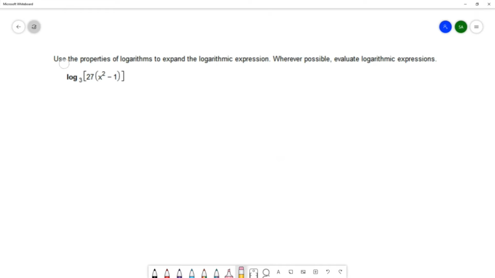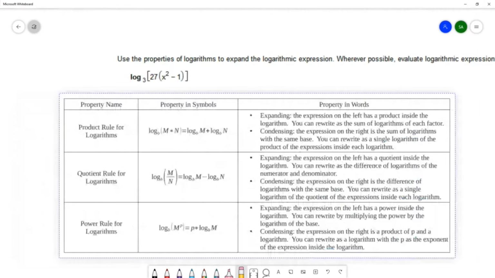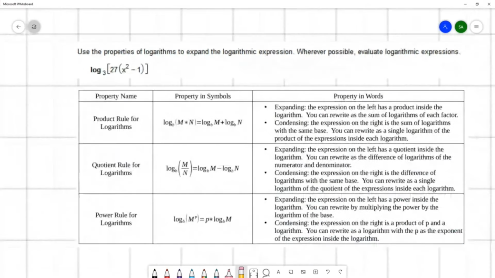So in this question, we want to use the properties of logarithms to expand the logarithmic expression. Whenever possible, evaluate the logarithmic expressions. So we're going to be using a set of properties that allow us to expand and condense logarithmic expressions. So I'm going to paste here the different properties that we're going to be looking at for this example.